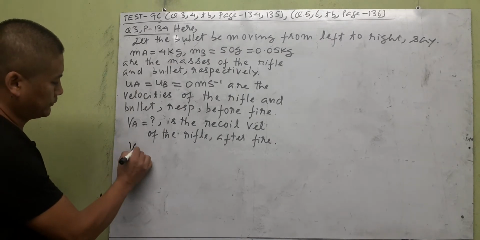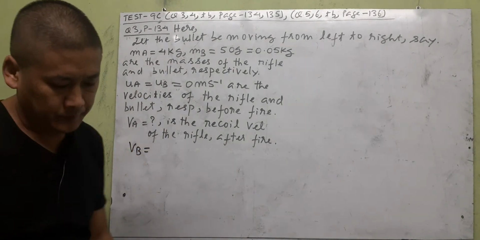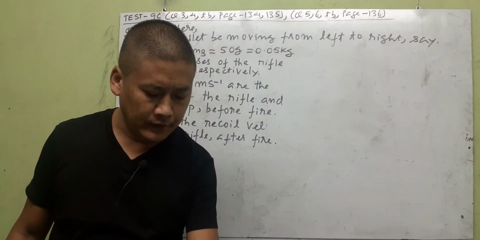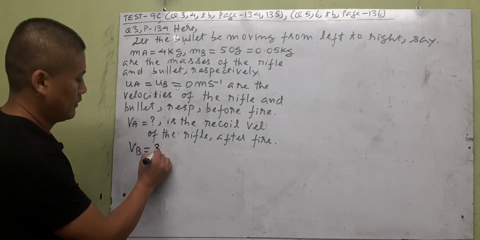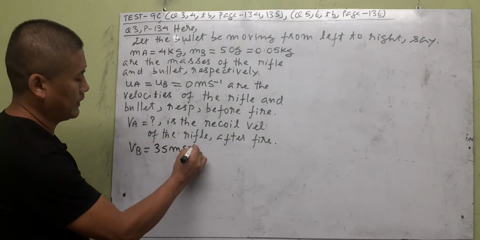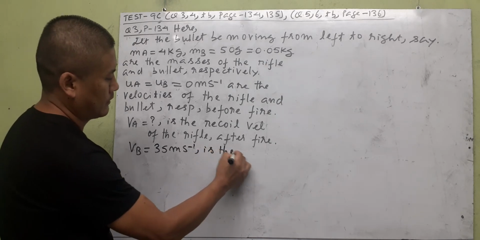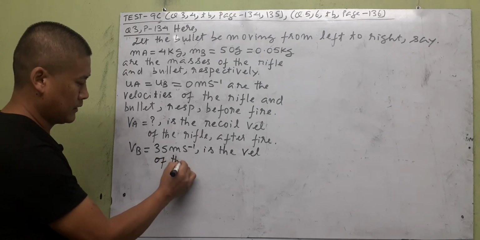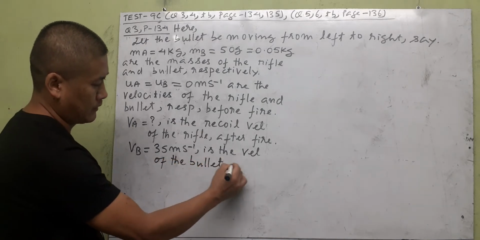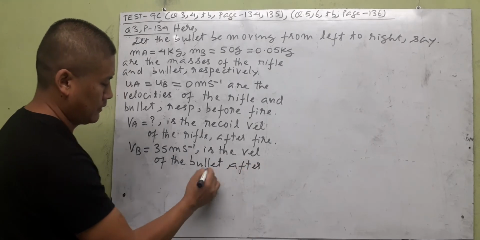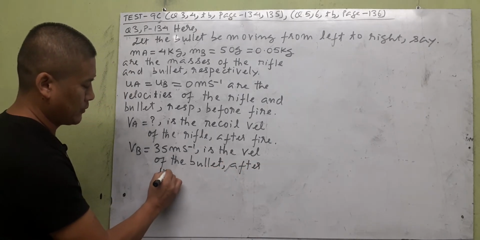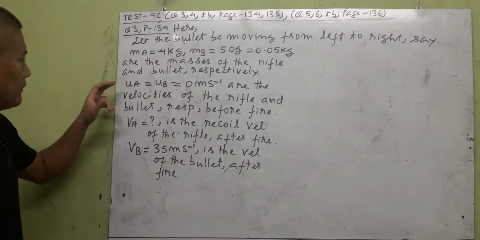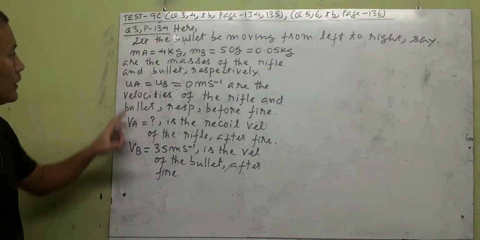Now VB is that of the bullet. It's given. The bullet moves with initial velocity of, after fire, 35 meters per second. So that is the velocity of the bullet after firing, they are saying initial, but that is the velocity of the bullet after fire. We know that from common sense also the bullet will move only after it's fired, so after fire. So we have UA, UB, VA, VB, MA, MB.